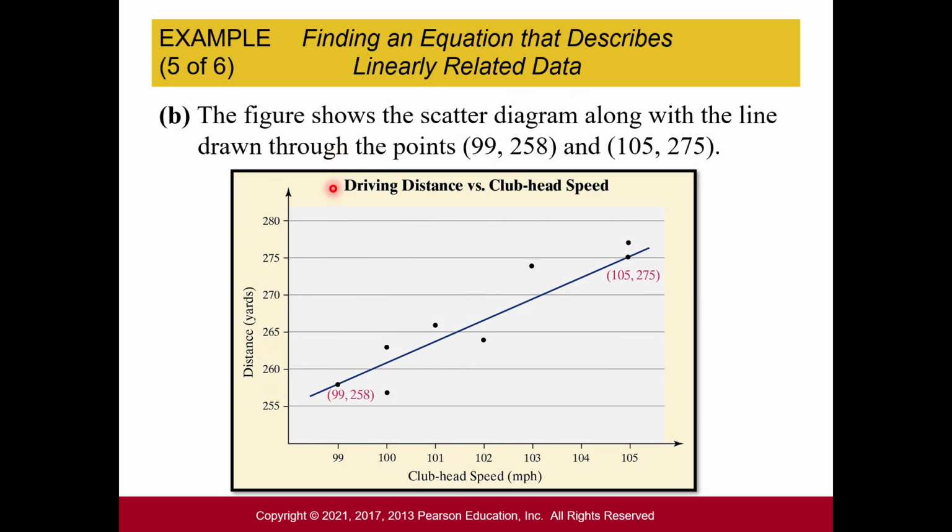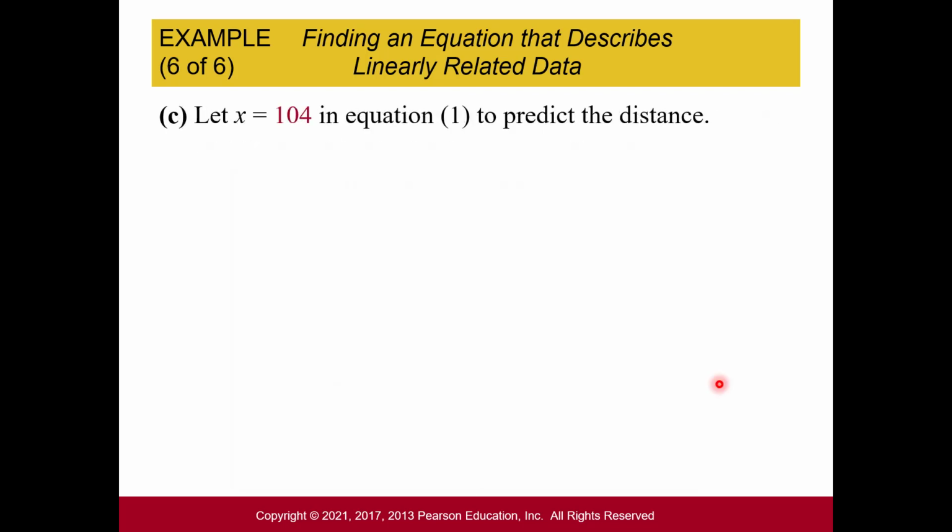Now here's our scatter diagram along with the line through our 2 points. And so the question asked, what happens when the golf club head speed is 104 miles per hour?